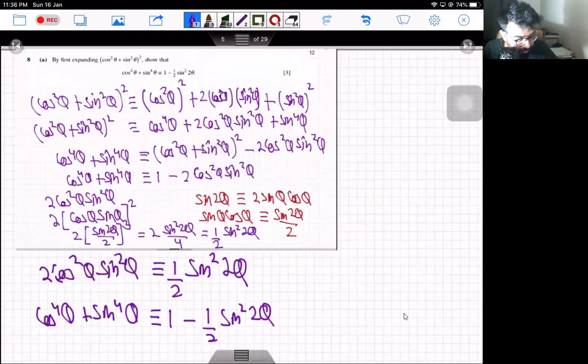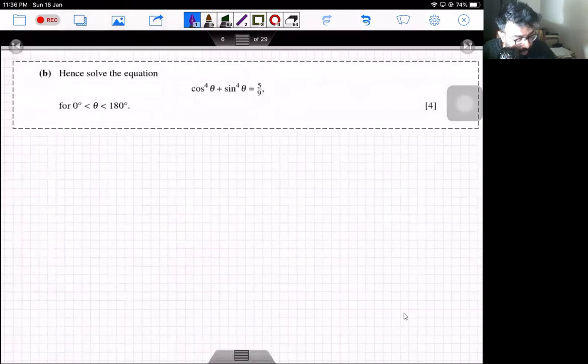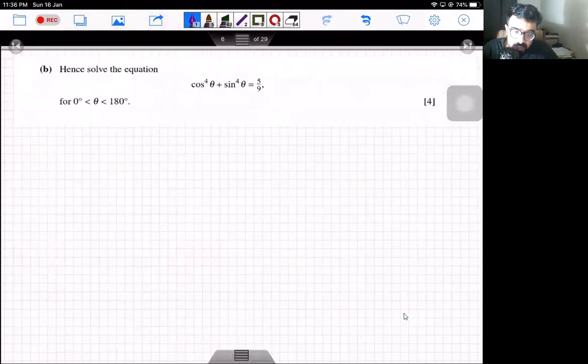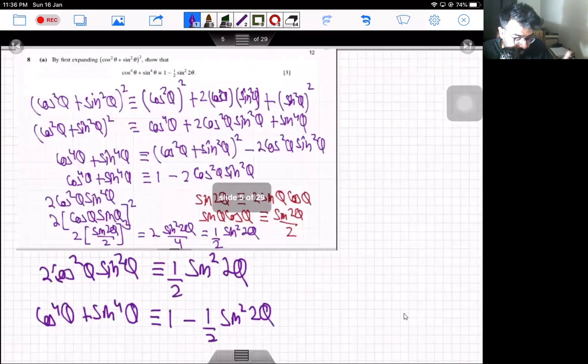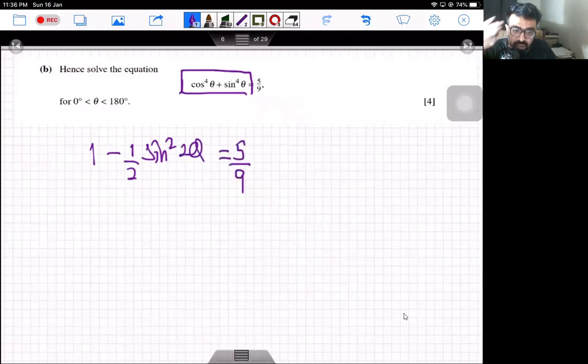Now we have the next part. Hence, solve the equation cos⁴θ + sin⁴θ is equal to 5/9, and the interval is that θ is greater than 0 and less than 180 degrees. In place of this expression, we can write what we have proved in part A. We can exactly write 1 minus half times sin²2θ is equal to 5/9. We are going to solve this equation.